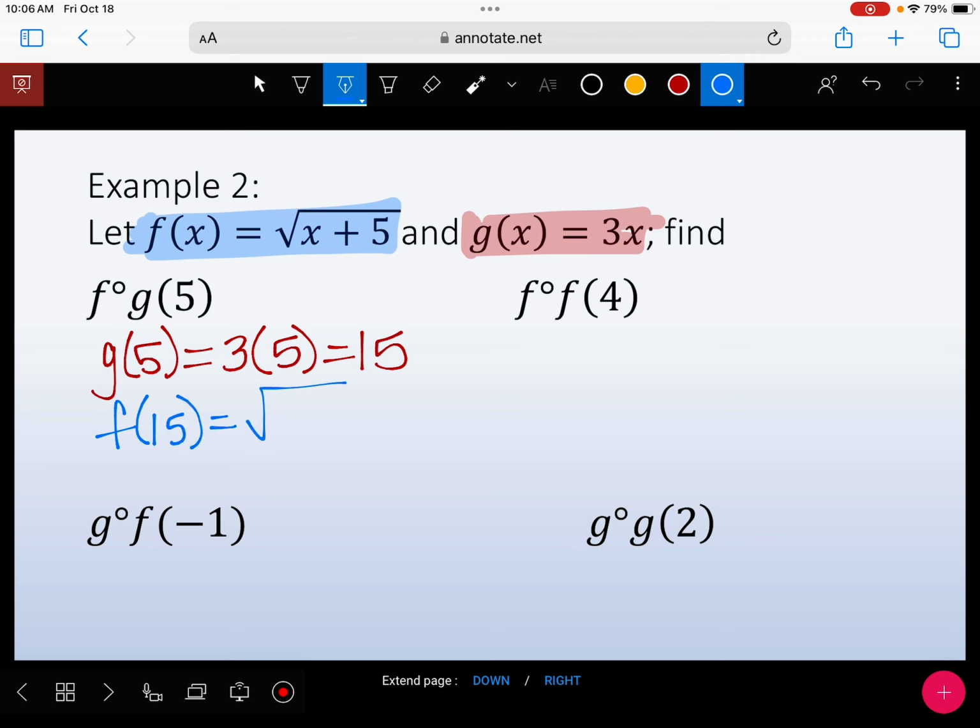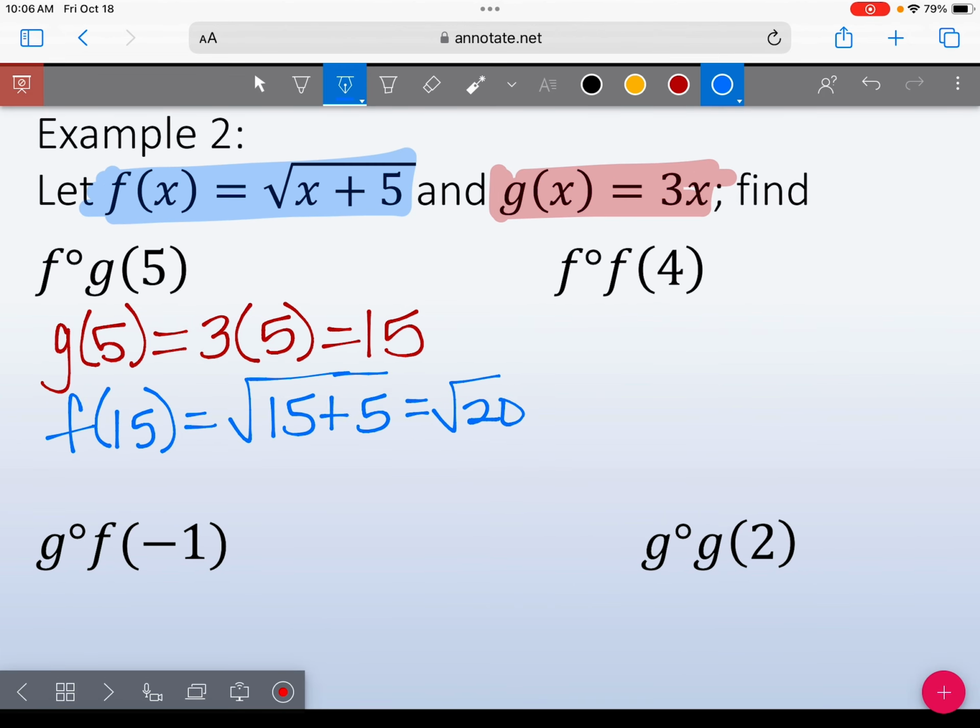equals the square root of 15 plus 5, which is the square root of 20. We always simplify our square roots, which is going to simplify down to 2 times the square root of 5.